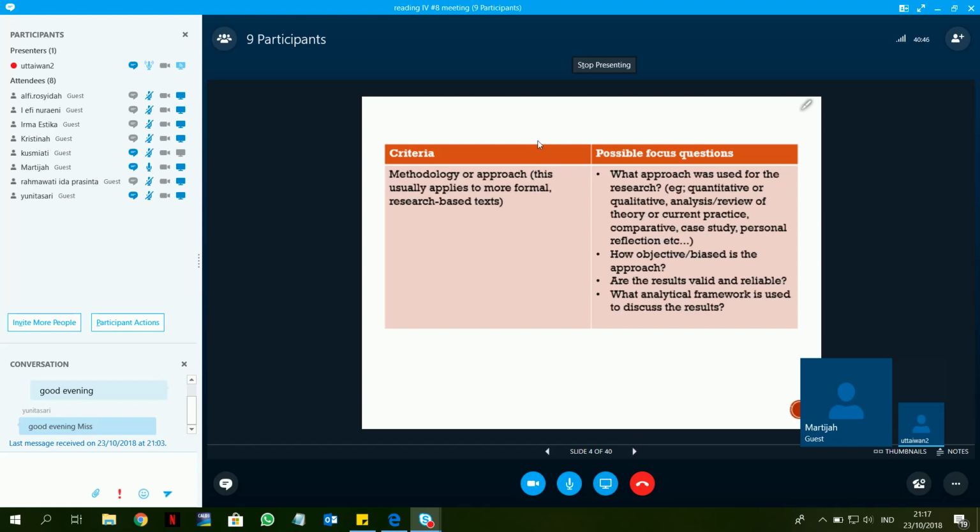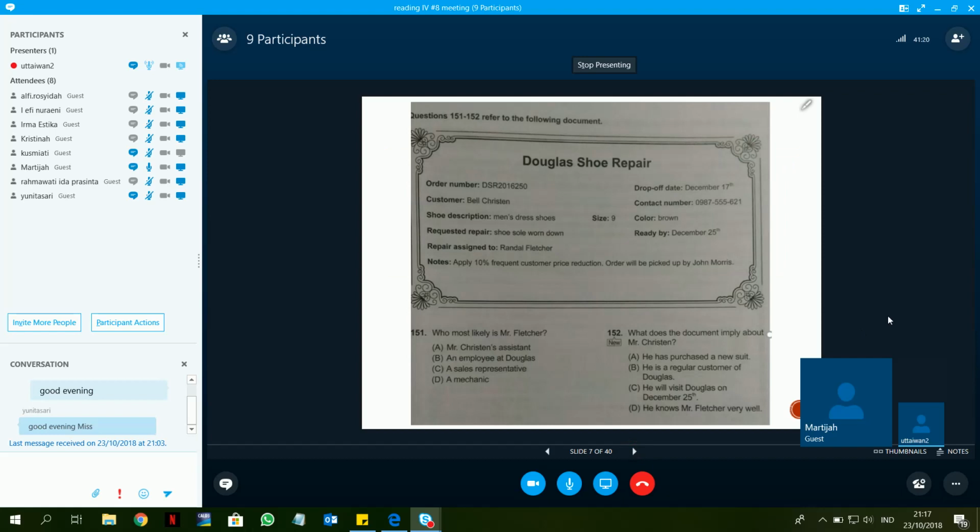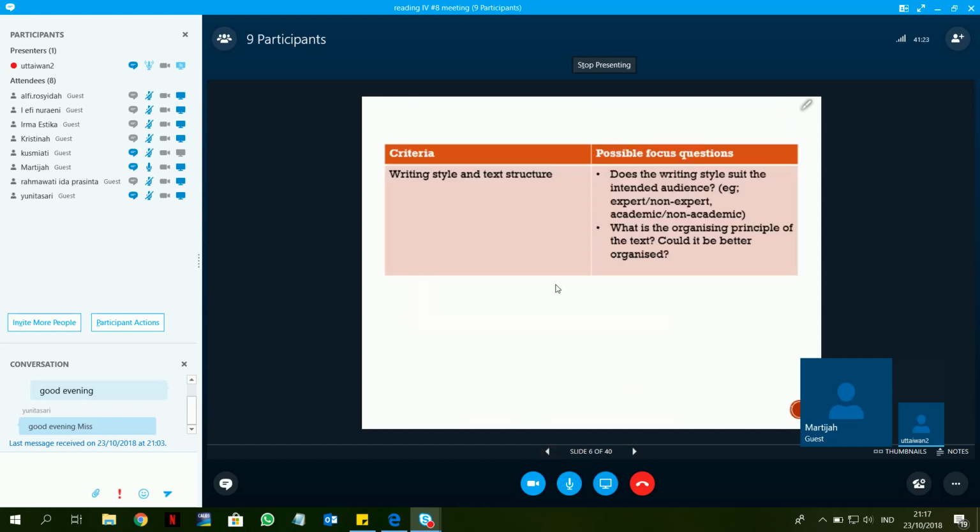Jangan khawatir. Kemudian kriteria kedua itu metodologi. Metodologi itu tahap-tahapnya. Contohnya, what approach was used for the research? Dan kemudian how objective or biased is the approach? Tahu kan objektif? Objektif itu artinya tujuan. Nah, kemudian ini ada argument and use of evidence. Dan ini saya skip saja. Oke. Nah, sekarang kesimpulannya sebenarnya ini semua masih teori. Jadi semua slide yang saya tunjukkan ini masih tahapan teori. Nah, kita akan bisa mengaplikasikannya ketika kita bisa mengkritisi sebuah soal.